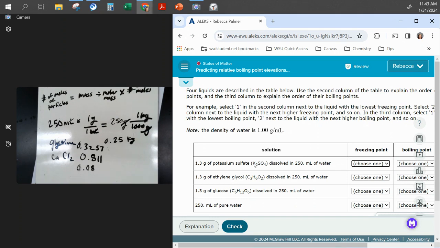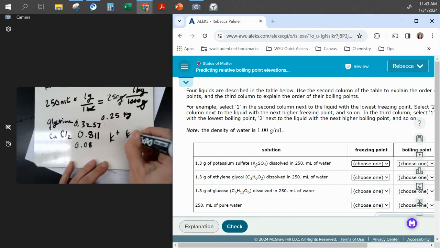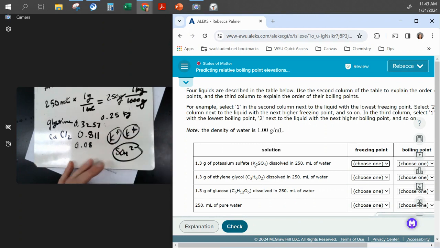I don't know if that makes sense. I can write this one down. This one is like K plus, SO4 2-. So this is 1 piece, this is 1 piece, this is 1 piece. So 3 pieces. I know this polyatomic ion from chapter 3, I think, when I memorized the polyatomic ions.